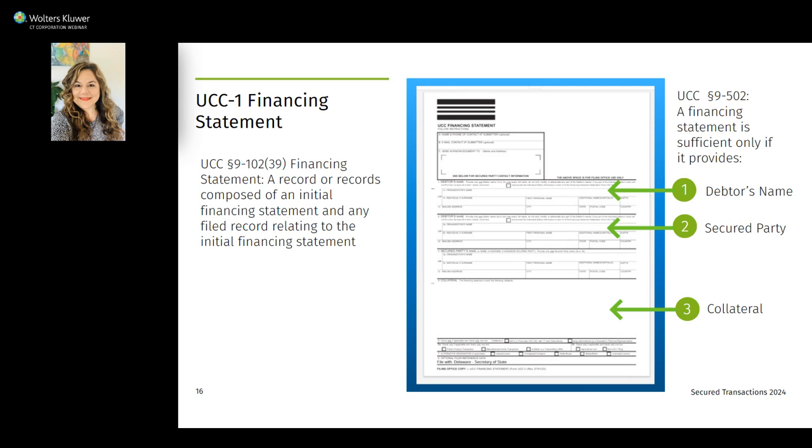Now, what makes the UCC-1 financing statement effective? It has to provide the debtor name, and that's the most important element. If there's nothing else that you remember today, it's that you've got to get the debtor name correct. You also have to have the secured party information, and of course the addresses too, and there has to be an indication of collateral. Now, there's a lot of case law about fighting over what is a proper indication of collateral. That's also saved for another presentation. We just don't have time for it today.